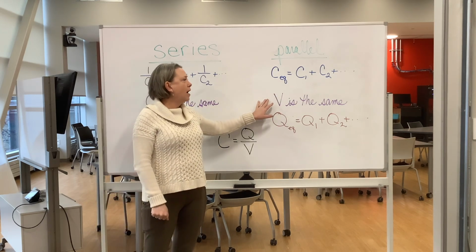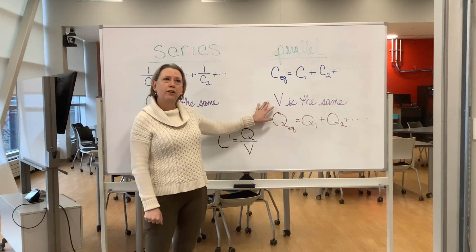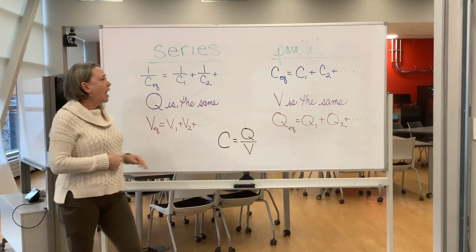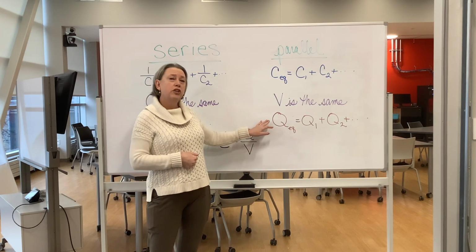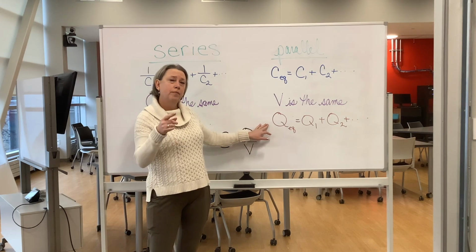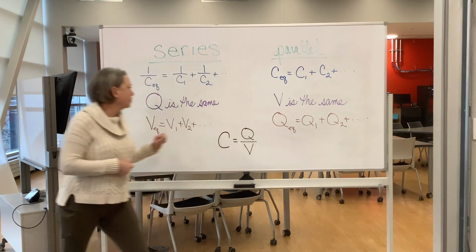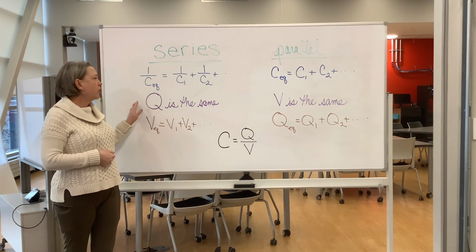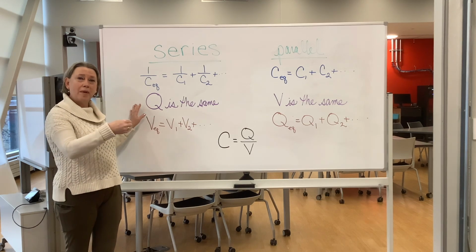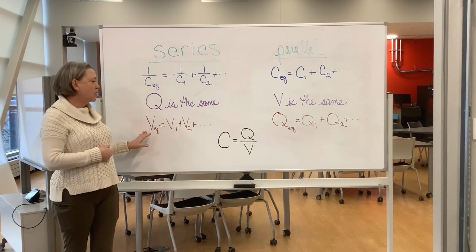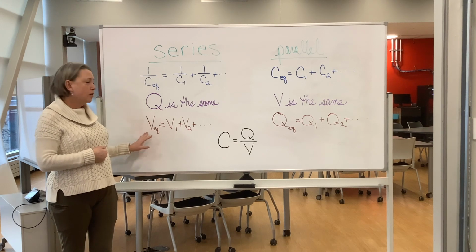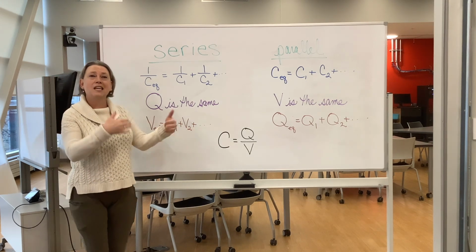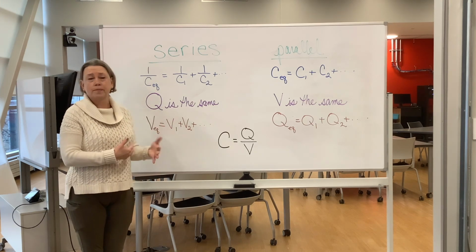If we have two or more elements that are in parallel, the potential across each element is the same. And if they're in parallel, the charges add. I'm going to give you an example in a moment. If we are in series, the charge is the same across each element, and the potential adds. So we would add up the potential across each element to get the potential on that branch.